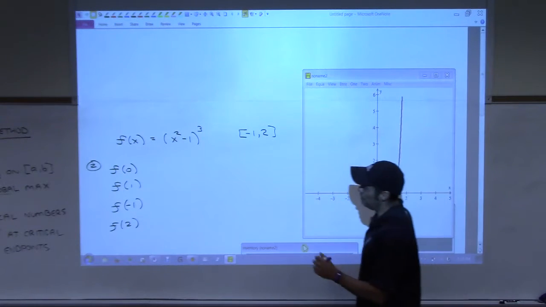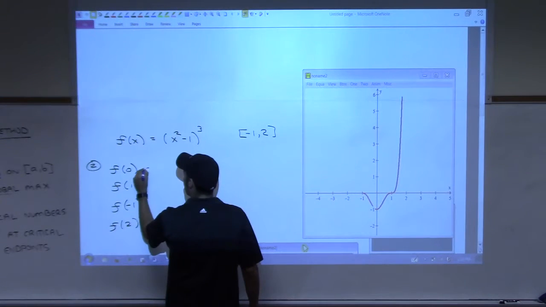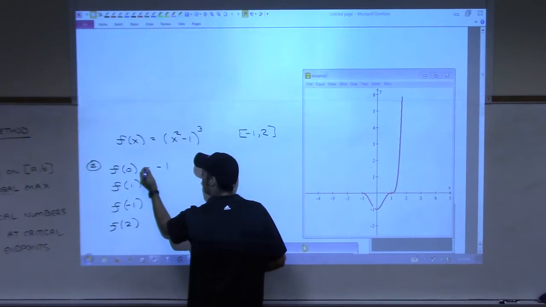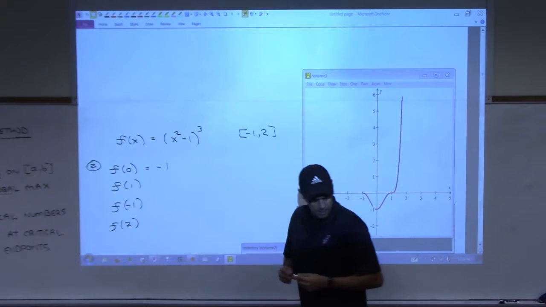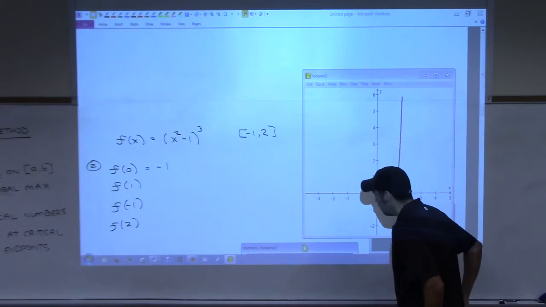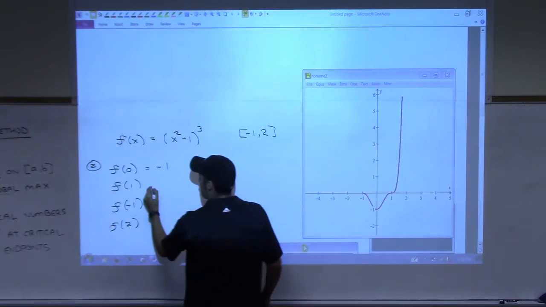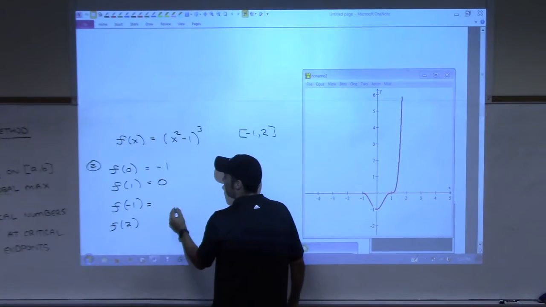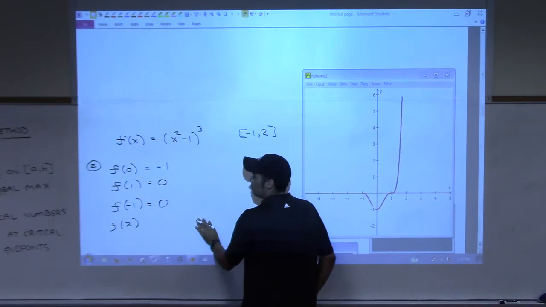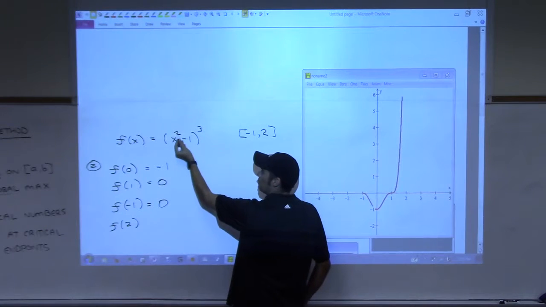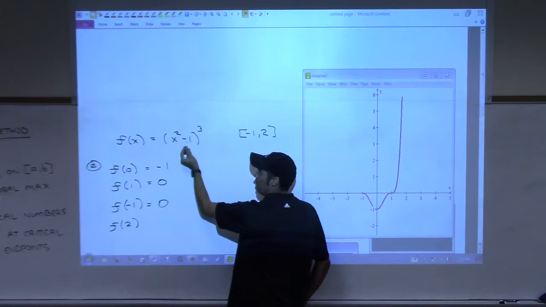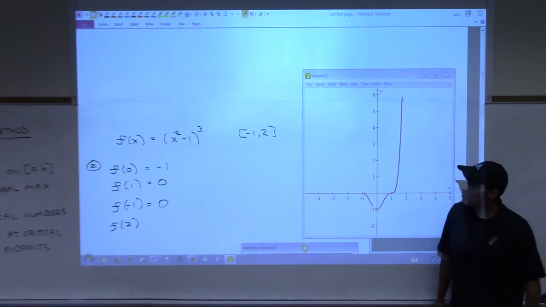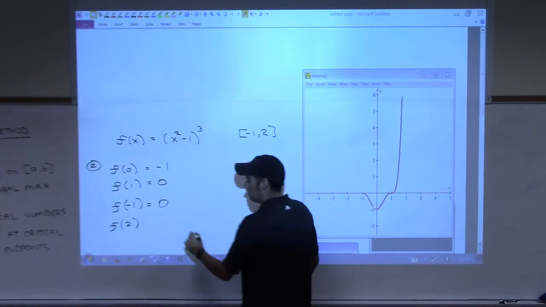At 0, you got negative 1. How about at 1? You got 0. And negative 1, you got 0 also, right? Yes. Negative 1 squared is 1. Minus 1, you get 0 again. And then how about at 2? 27.